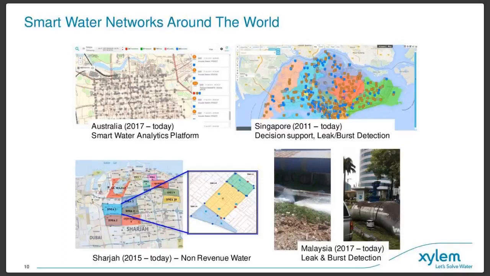And in Sharjah, a smart water network deployed to help monitor and address their non-revenue water. And then in Malaysia, a network of a couple of thousand pressure and acoustic sensors for real-time leak and burst detection.